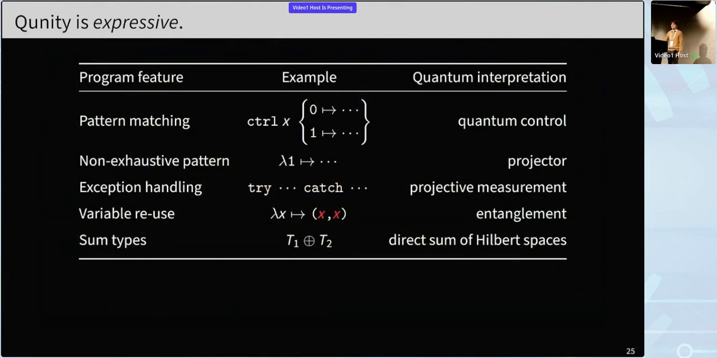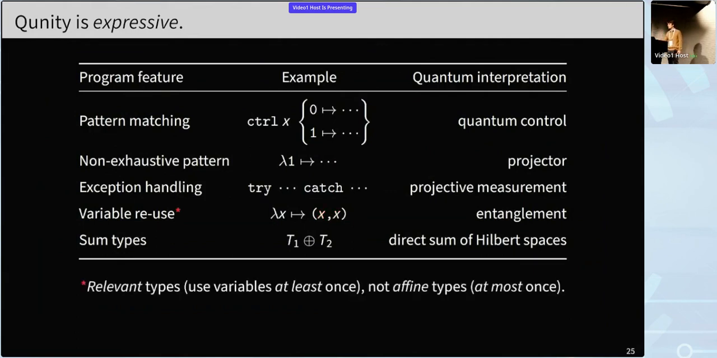We also allow for variable reuse, like you would expect to see in a typical classical language. A lot of quantum languages disallow this because of the no-cloning theorem. We allow it, we just treat it as an entanglement operation.